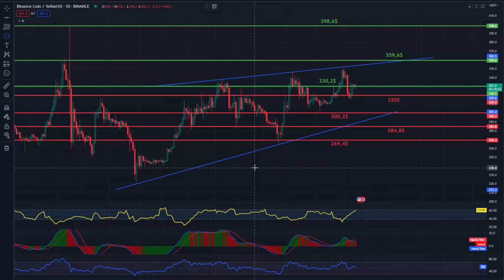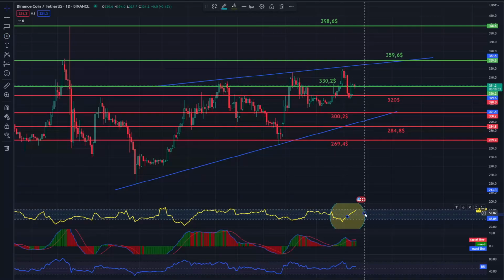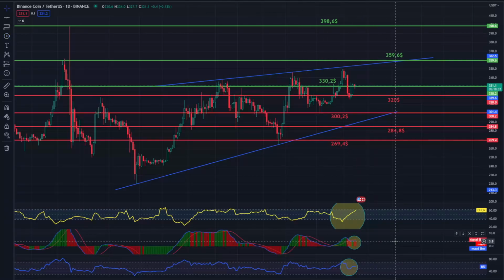Please look at the CHOP index, which indicates that we have a lot of energy for the upcoming move. MACD indicates that we are moving in a downtrend, while the RSI, despite the recent rebound, remains at the upper end of the range, which may lead to a price correction.